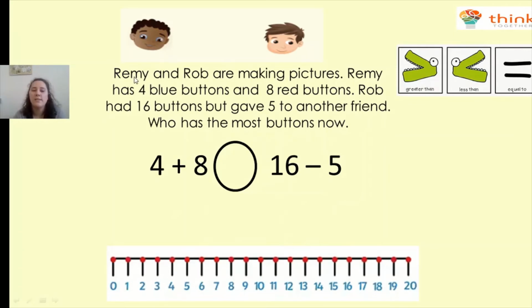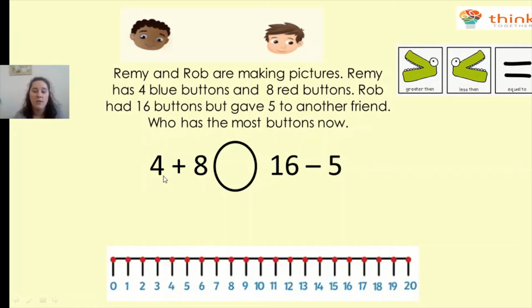So, our next question is, Remy and Rob are making pictures. Remy has 4 blue buttons and 8 red buttons. Rob had 16 buttons but gave 5 to another friend. Who has the most buttons now?